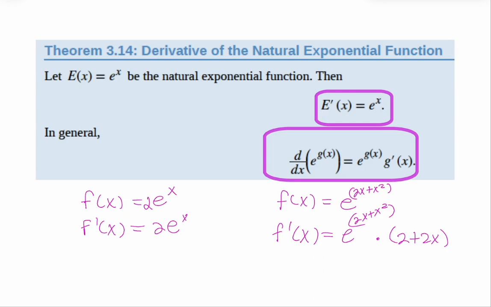Okay, so e's are wonderful. They're one of the easiest types of derivatives to do. The derivative of e to the x is e to the x. The derivative of e to the function of x is e to the function of x times the derivative of the function. So it's a pretty good rule.